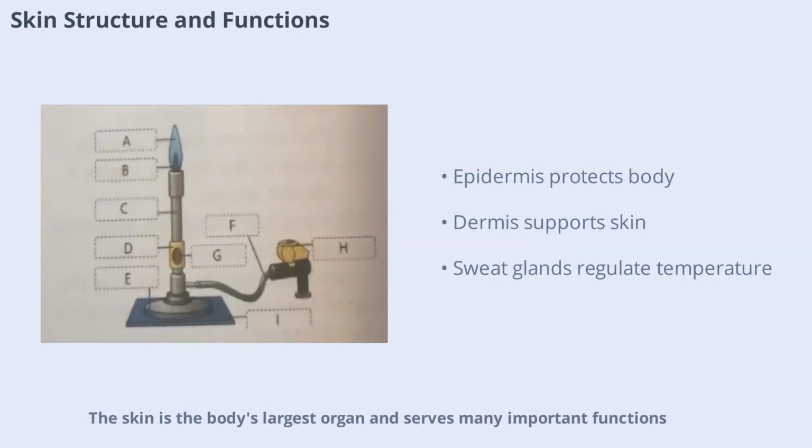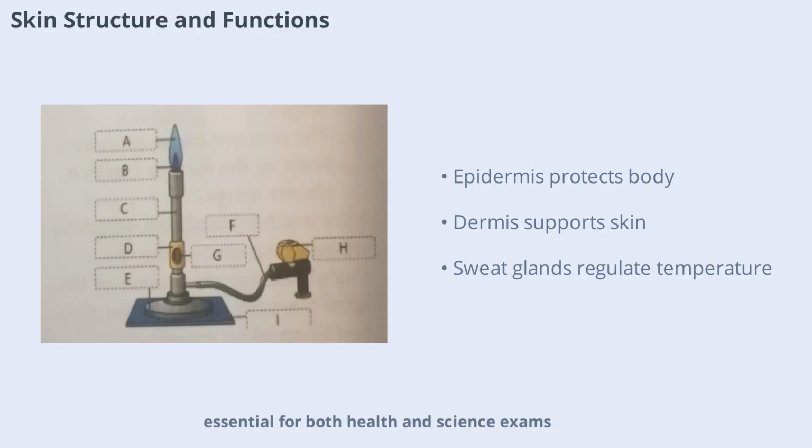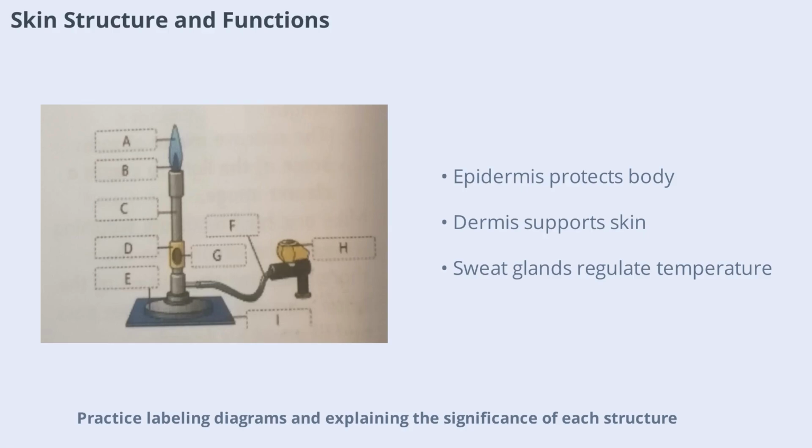Skin is the body's largest organ and serves many important functions. When studying a diagram of the skin, you should be able to identify parts like the epidermis, dermis, and sweat glands. Each part has a specific role, such as protecting the body, regulating temperature, and excreting waste. Recognizing these parts and their functions is essential for both health and science exams. Practice labeling diagrams and explaining the significance of each structure.